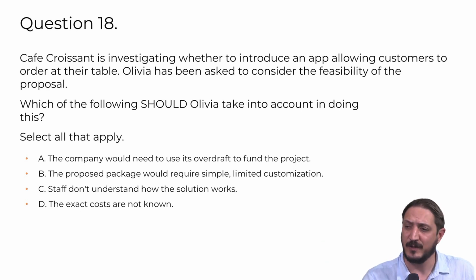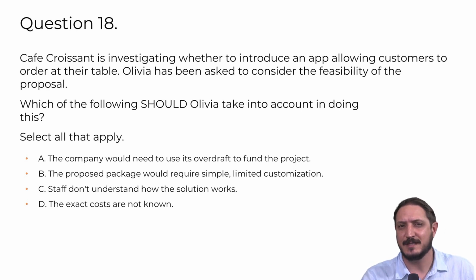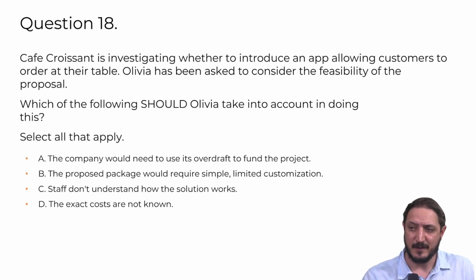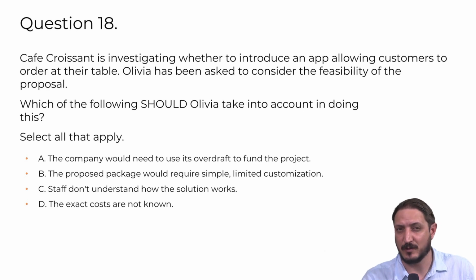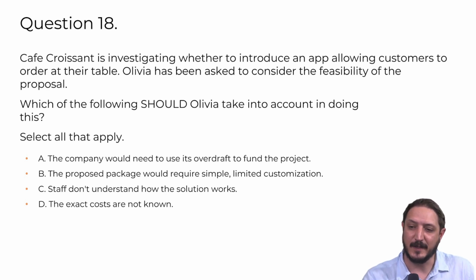So if we look at A, it says the company would need to use the overdraft to fund a project. We can already see that this is looking at it from a financial feasibility perspective. Financially, is this app financially feasible? It's saying it is financially feasible, but this is what would need to take place. This is what we need to consider, and this is the impact to the organization too. We can see that we bring in that element of impact here.